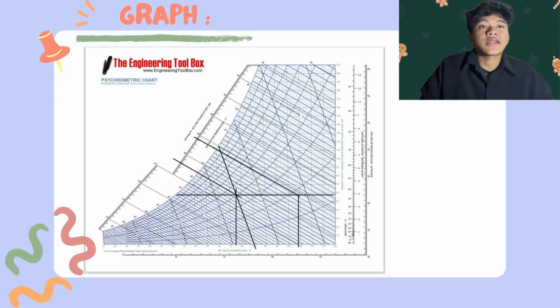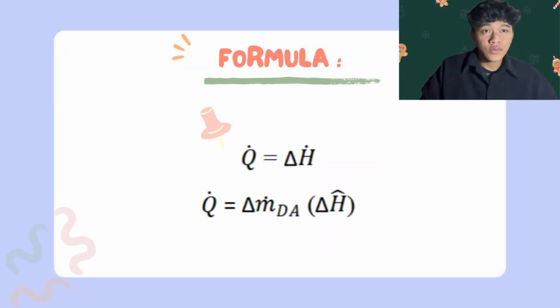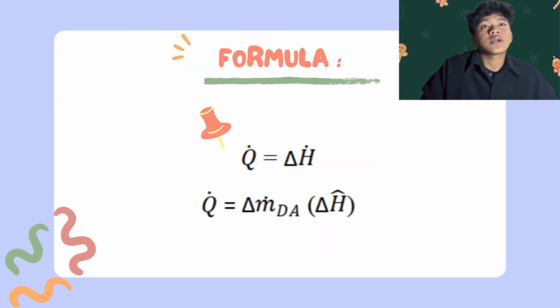Okay, this is the chart after the plotting. Today we will use the formula Q equals delta H, or the difference of the enthalpy. Second, Q equals mass flow rate of dry air times delta enthalpy.